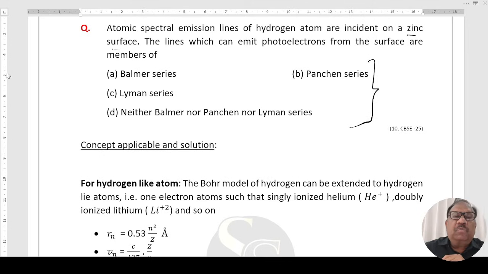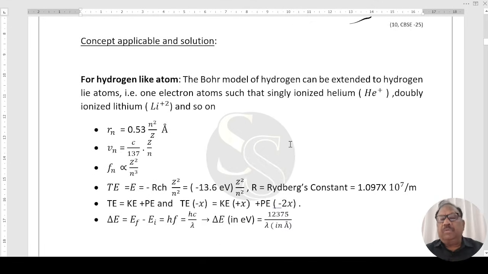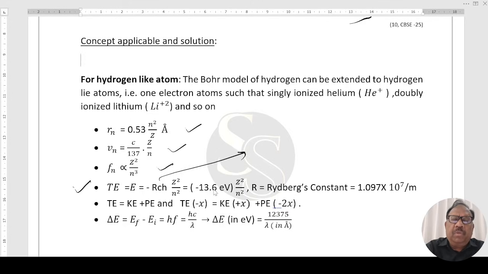Before I start on the solution of this question, I will discuss certain things related to atoms and the spectral series, which are very useful for CBSE board exams. For hydrogen-like atoms: radius of nth orbit, velocity, frequency, total energy, Rydberg constant value 13.6. These are the dependencies. The value is minus 13.6.